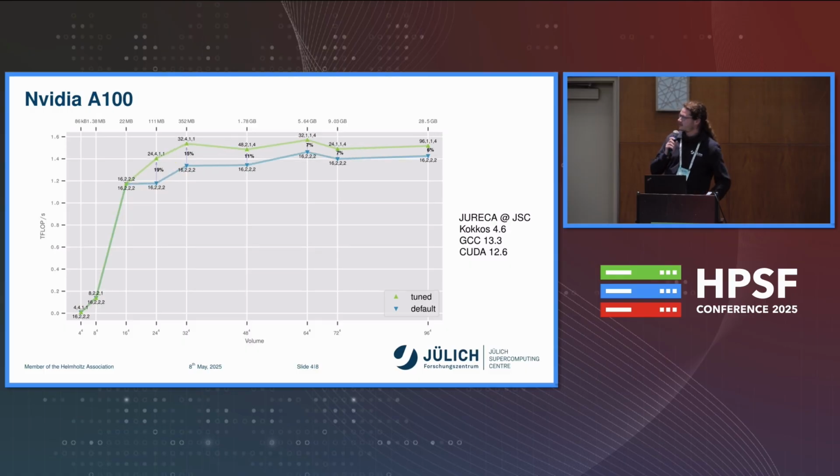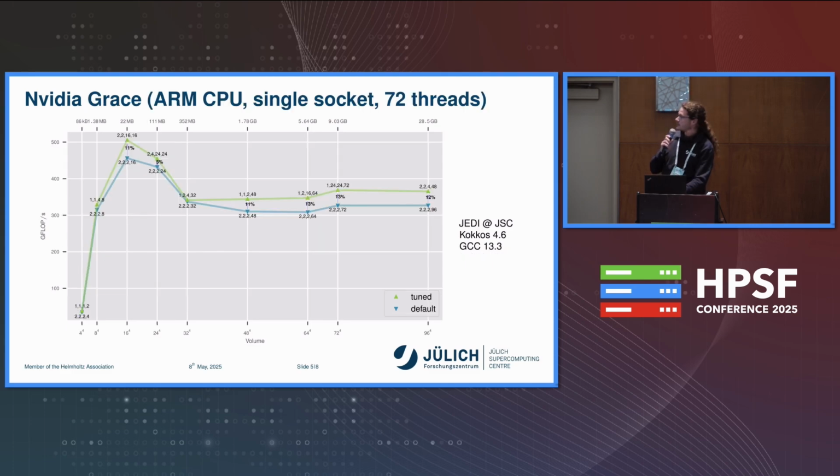That's the older generation A100. Here the picture is basically the same. Then we can take a look at the Grace CPU, and in the sustained memory bandwidth region, we get a 12 to 13% increase with the different tiling.